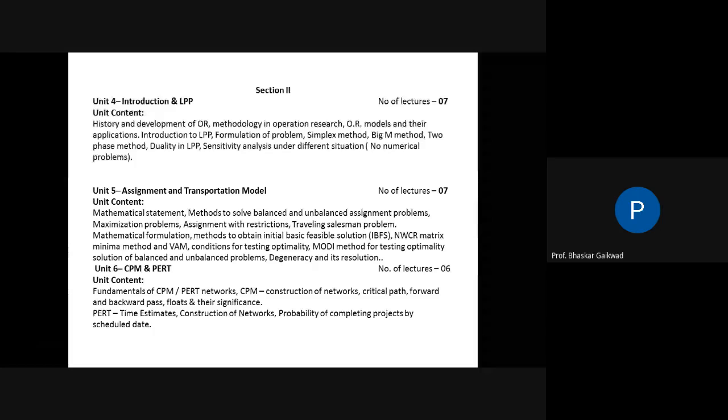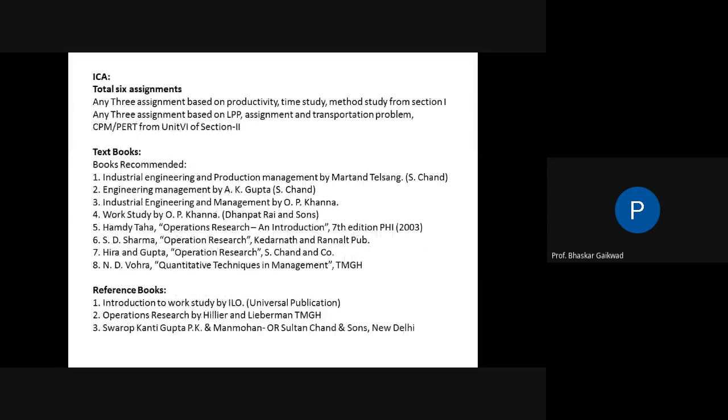Okay, so we'll go to the term work. There are 6 assignments: 3 assignments based upon the first section, 3 assignments based upon the second section. Then books are given, reference books and textbooks.